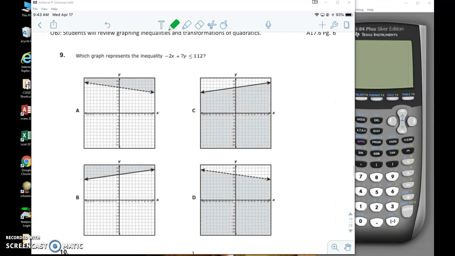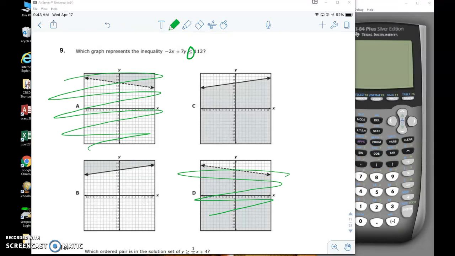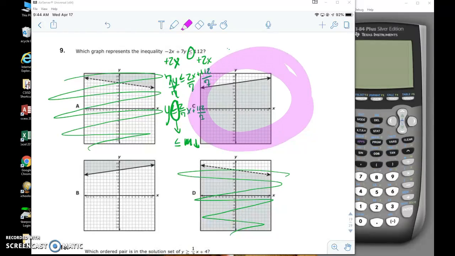Okay, which graph represents the inequality negative 2x plus 7y is less than or equal to 112? This would have to be a solid line, so it could not be A and it could not be D. If you solved this, you would get 7y is less than or equal to 2x plus 112. Divide everything by 7. You get y is less than or equal to 2 over 7x plus 112 over 7. The important part here being your inequality symbol is less than, meaning you need to shade down. The correct answer should have been C, shaded underneath that line.